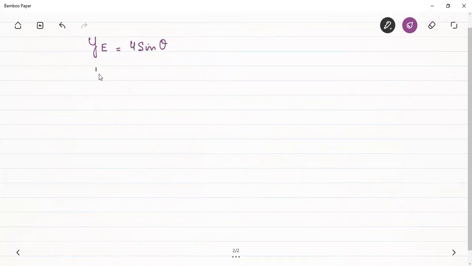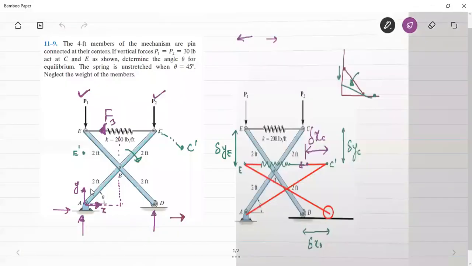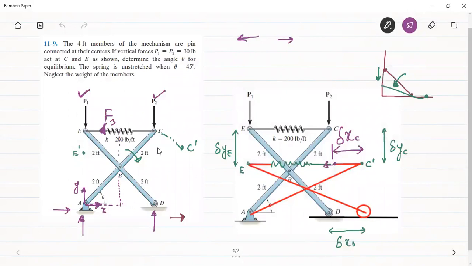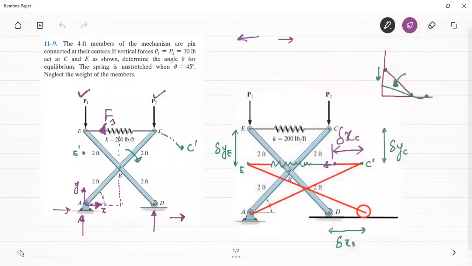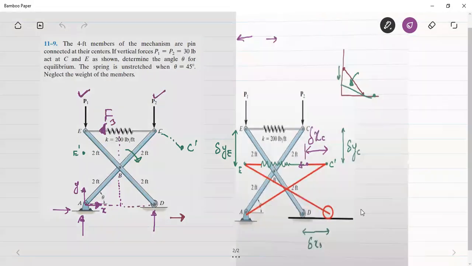and this will also be the y coordinate of point C, isn't it? Because both the points E and C are at the same distance from the reference x-axis. Therefore, the y coordinate of C will also be the same as that of E, that is equal to 4 sine theta. We are also interested in the x coordinate of C because there is a spring force which is causing the displacement in the x direction. Therefore, the x coordinate should be what? This will be 2 cos theta plus 2 cos theta. Therefore, the x coordinate will be 4 cos theta.